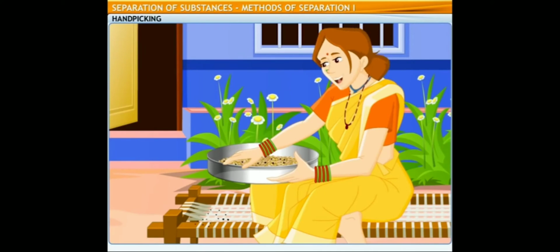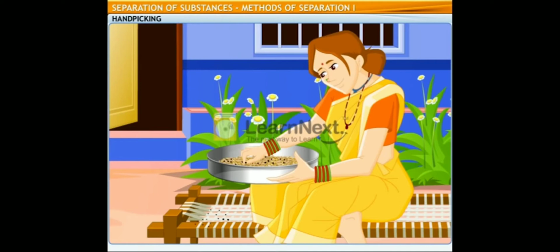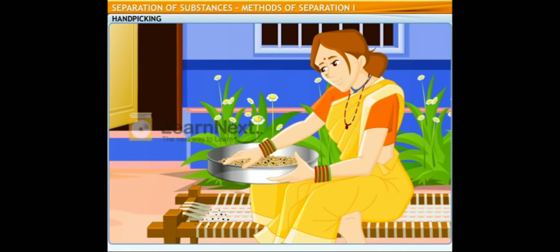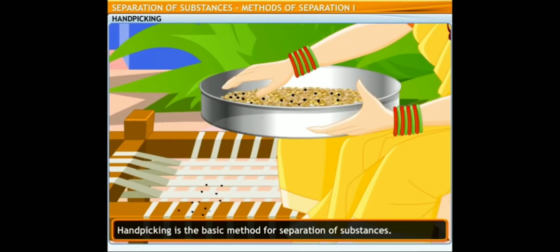Well, I'm just picking out the impurities in these grains by hand. The grains are quite big in size, and the amount of grain that I need to clean is not much. So I can do that quite easily. Hand-picking allows me to separate the good grains from the waste and impurities, so that I have clean dal to cook for dinner tonight. Hand-picking is the basic method for separation of substances.